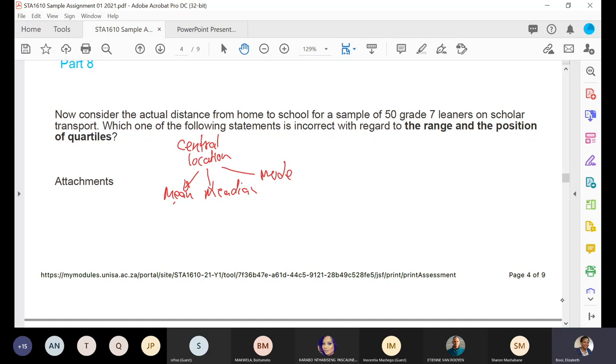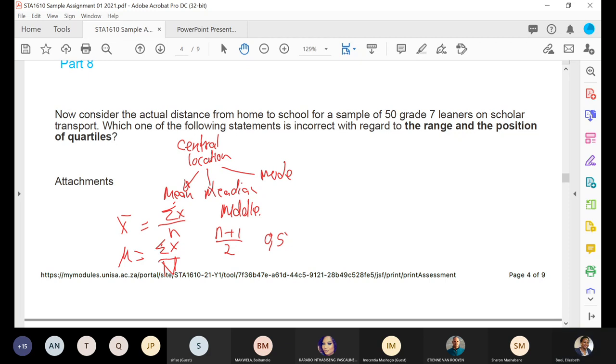Remember, the mean, the average, is the sum of all observations divided by how many there are. For the sample mean, or for the population mean, we say the sum of all observations divided by how many there are, with a capital letter N. The median is the middle value, and we can find the position by using (N + 1) divided by 2. If the answer is 0.5, we take the average of the two values.